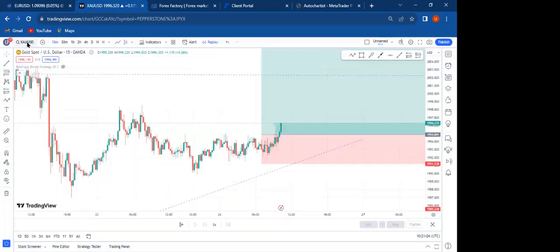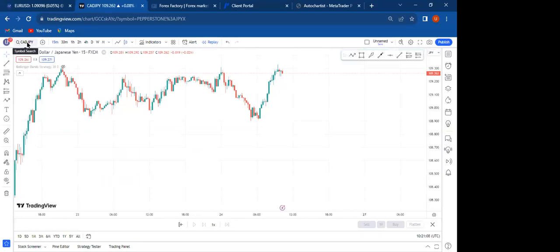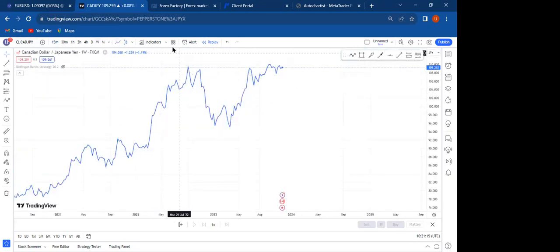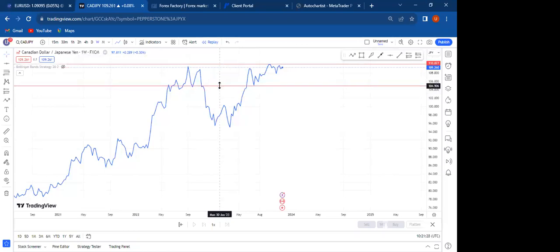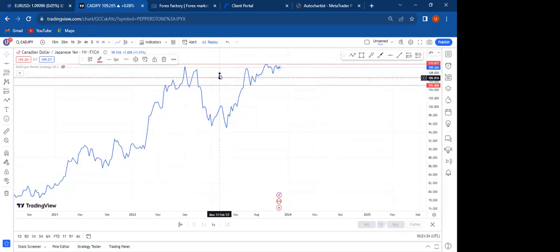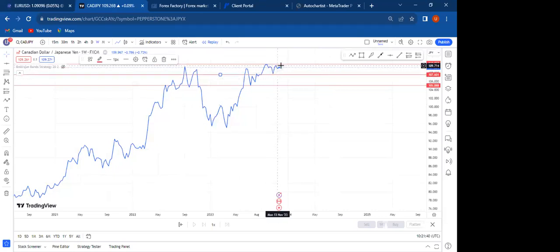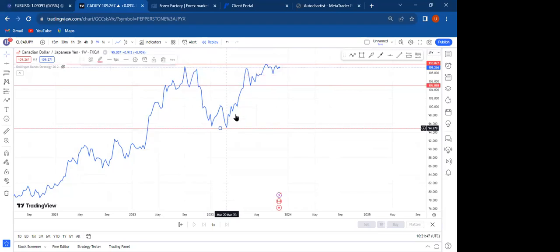JPY. Let's look at the weekly storyline. Okay, price tapped into this, so we are here. Then I think the storyline is still bullish. These are obstacles. So this is the storyline. From here, price has tapped into this, then probably we can see more sales to the downside.